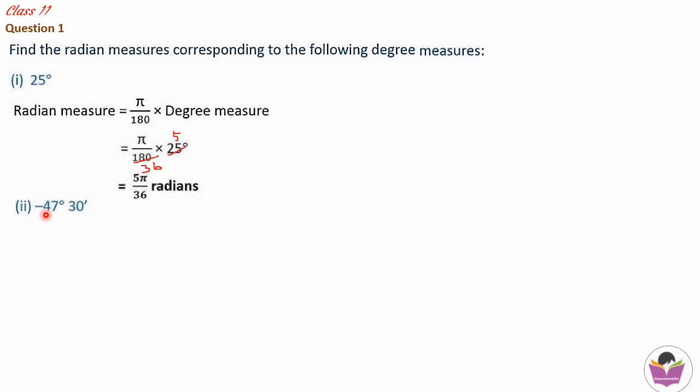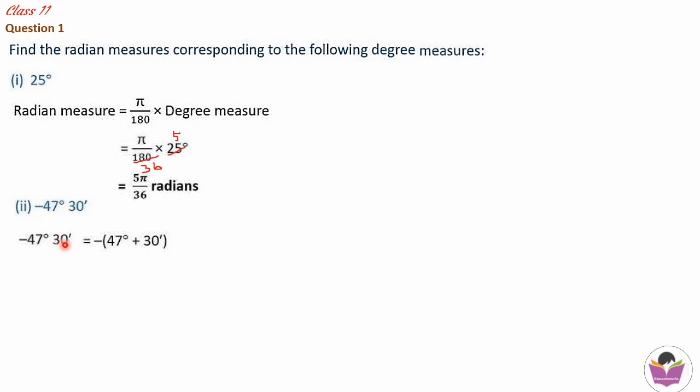Next is minus 47 degrees 30 minutes. This is read as minus 47 degrees 30 minutes. That is equal to, we can split it into two parts. The minus we can take out.